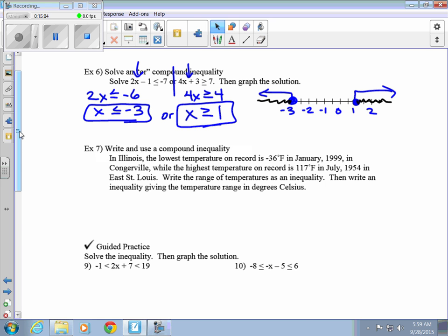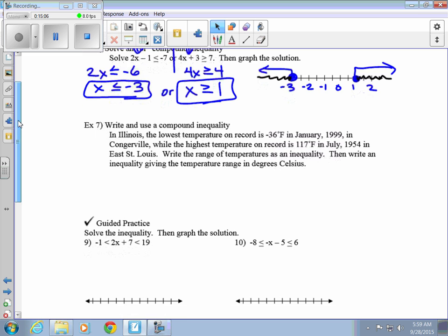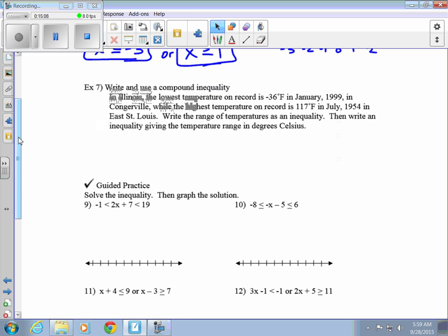Now we're going to jump down to example 7, and it says we're going to write and use a compound inequality. It says in Illinois, the lowest temperature on record is negative 36 degrees Fahrenheit in January 1999 in Congerville, while the highest temperature on record is 117 degrees Fahrenheit in July, which was in East St. Louis. Write the range of temperatures as an inequality.